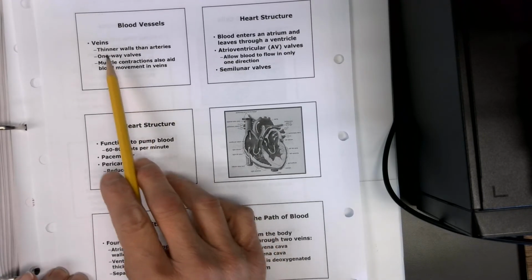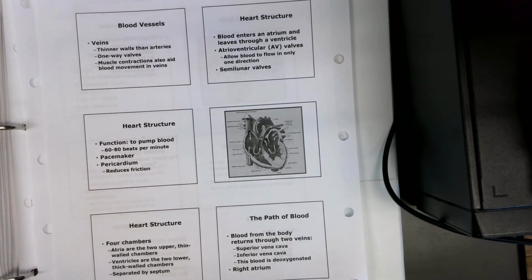Okay, blood vessels. We're going to talk about our veins. They are thinner walled than the arteries. They have one-way valves to keep blood from going the wrong direction. Muscle contraction also helps move blood in the veins.